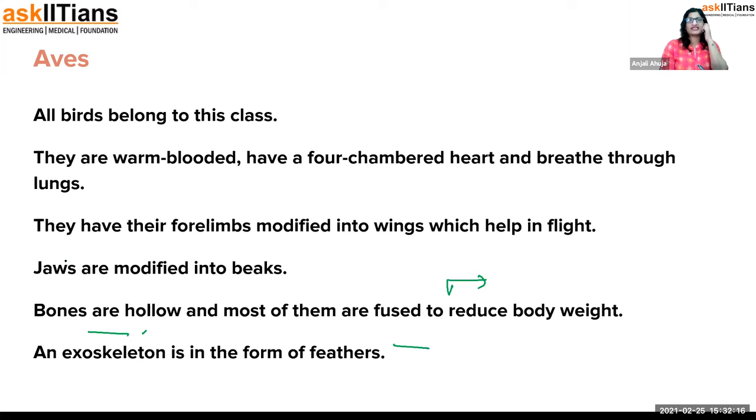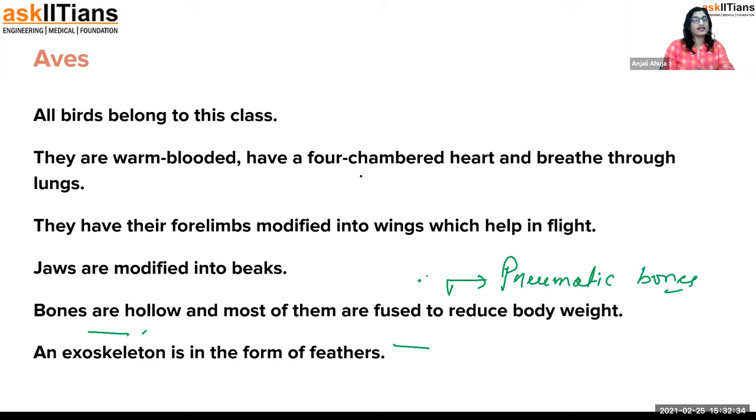If you are non-vegetarian, you must have seen the bones of a bird, if you have eaten a bird somehow. I don't do it, but yeah. Anyways, this bone type is known as pneumatic bones. So if a 1 mark question comes in your paper, what are pneumatic bones? These are the hollow bones which are present in the Aves.